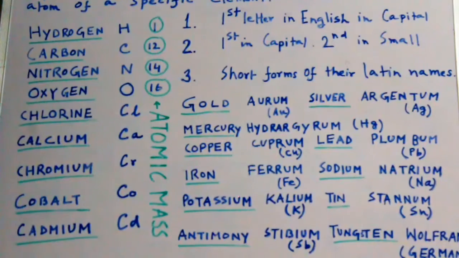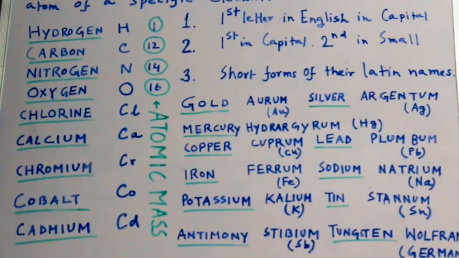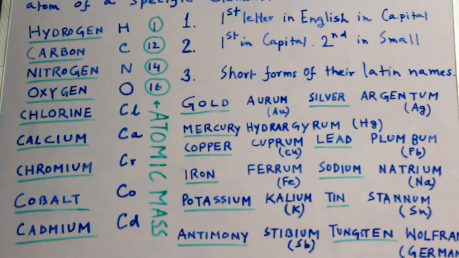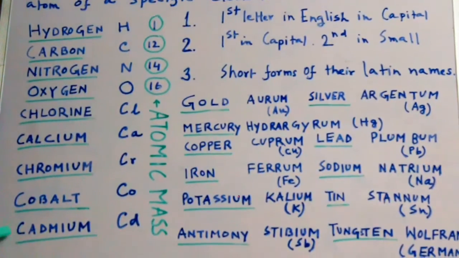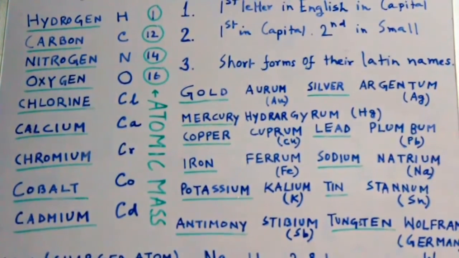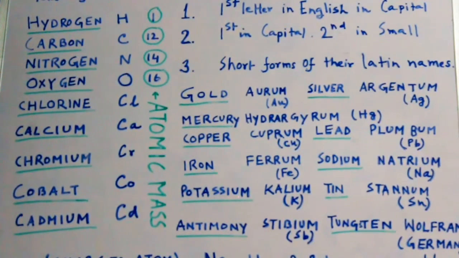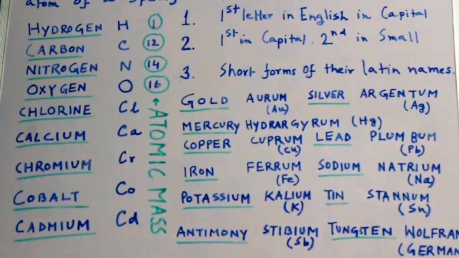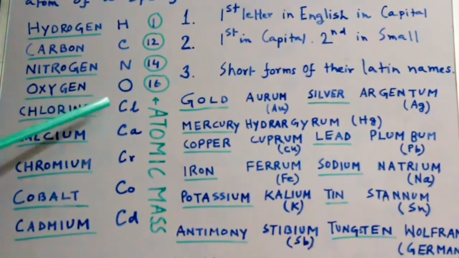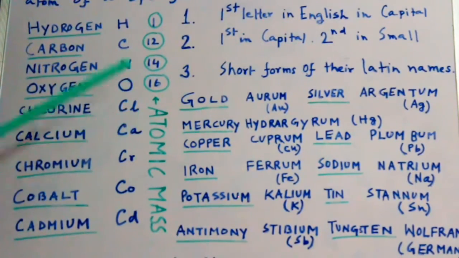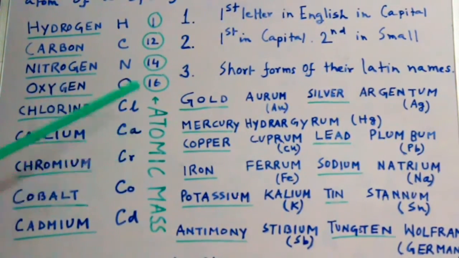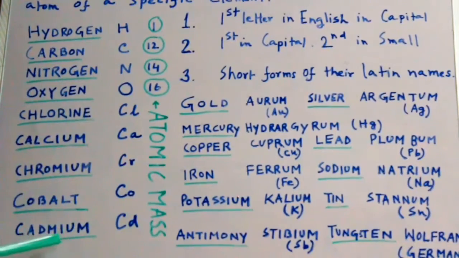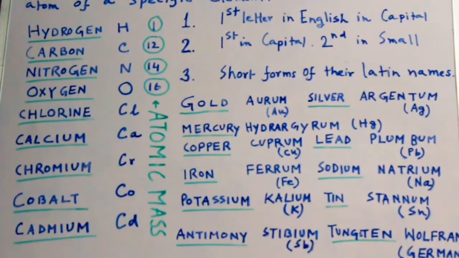Now a problem arises. Carbon starts with C, chlorine starts with C, calcium starts with C, chromium starts with C, cobalt starts with C, cadmium starts with C. So how to write the symbol of carbon, chlorine, calcium? In that case, the first letter is in capital and the second in small. For chlorine, C is capital and L is small. Calcium is C capital, a small; chromium is C capital, r small; cobalt is C capital, o small; and cadmium is C capital and d small.